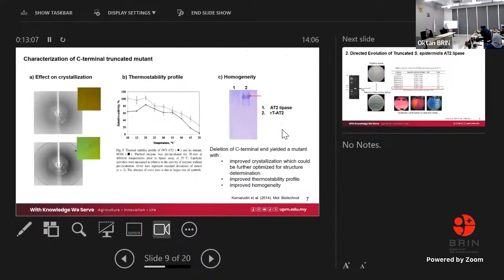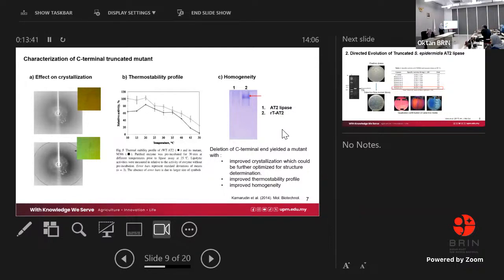Okay, so that is the molecular part, and then we purified the enzyme, characterized the enzyme, and checked the effect on crystallization and other biochemical properties. And interestingly, alhamdulillah, we managed to get the crystals, but there was another challenge because X-ray crystallography is not a straightforward process. We managed to get the crystals, but we couldn't solve the structure because of the poor diffraction spots.